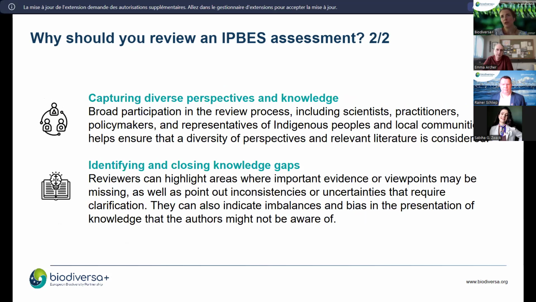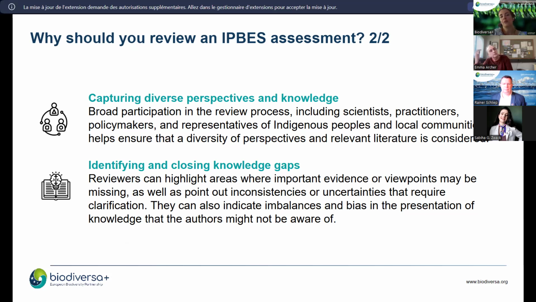This is also important to capture diverse perspectives and knowledge, so broad participation in the review process, including scientists, practitioners, policymakers, representatives of indigenous peoples and local communities. Those help ensure that diversity of perspectives and relevant literature are considered.